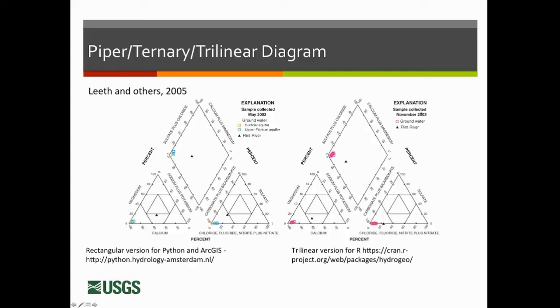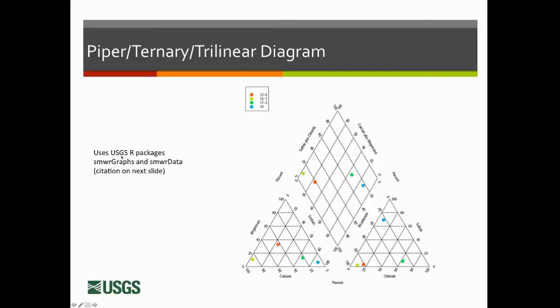These are some other samples in the same study, later in the year, comparing groundwater and surface water, and we see quite a difference between the samples. There's a rectangular version of these trilinear diagrams that's been developed for Python and ArcGIS, and there's a link to that. There's a trilinear version of these for R in a package called HydroGeo, and there's a way to create these in a USGS R package called smwrGraphs, using, in this case, data from the smwrData package.